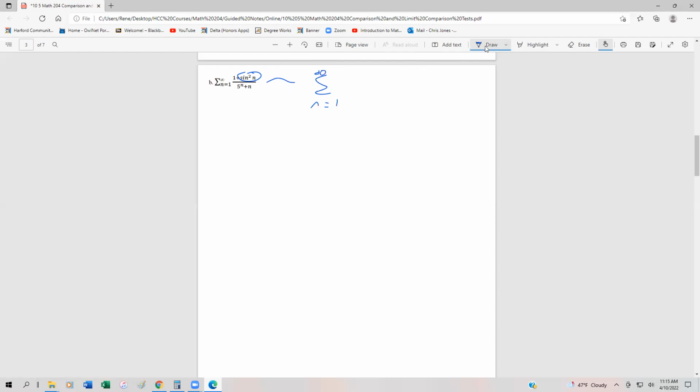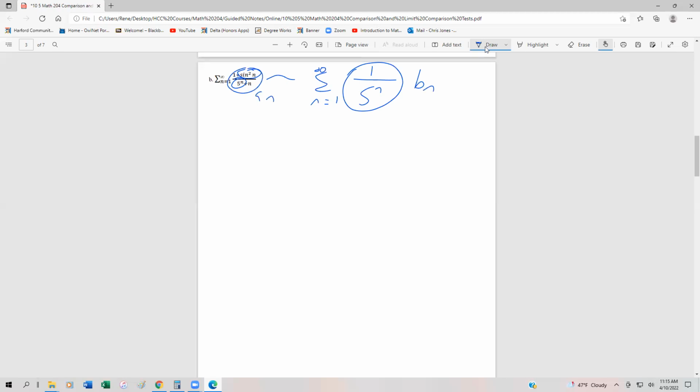So what we can do is compare this to the series n equals 1 to infinity of 1 over 5 to the n, since we clearly know that 5 to the n is going to get bigger than n quicker. So this is our b sub n, and right here, this is our a sub n.